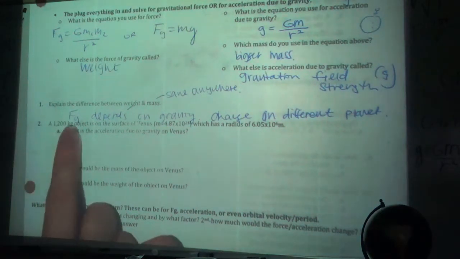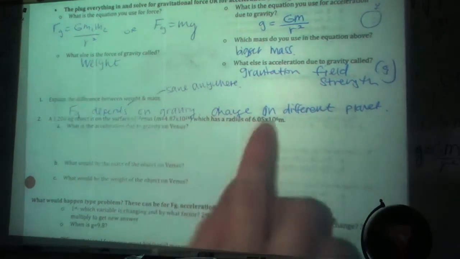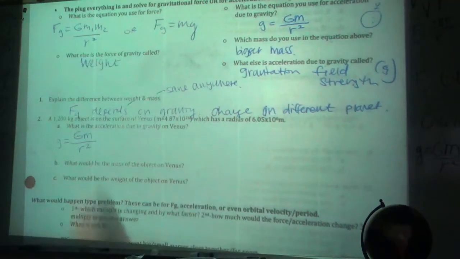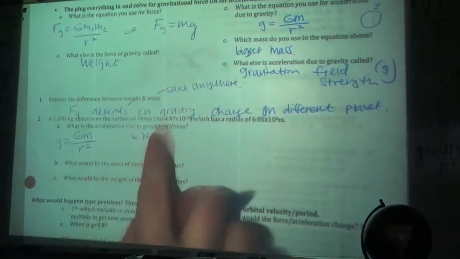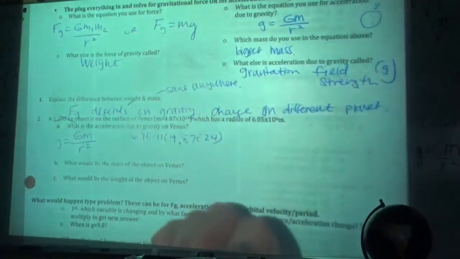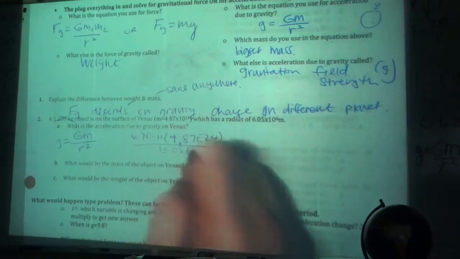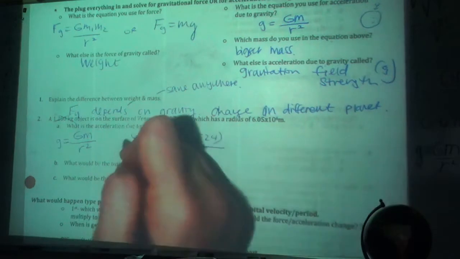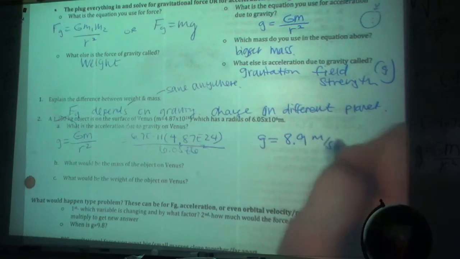A 1,200 kilogram object is on the surface of Venus, which has a mass of this and a radius of this. What is the acceleration due to gravity here? That's little g, so we're going to plug in G m over r squared. Big G we know. The mass is going to be the mass of Venus, not the mass of the object, because again, it's the bigger mass, the mass of the thing that is creating the acceleration due to gravity, over radius squared. Then you just type this into your calculator and you get the acceleration due to gravity is 8.9 meters per second squared.